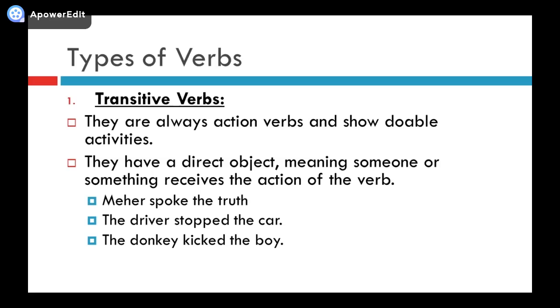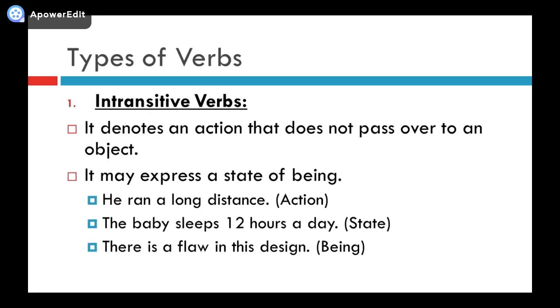The action that the verb is doing is affecting something, or it is being transferred to something. Let us see. Meher spoke the truth. Meher did what? She spoke the truth. So the action of speaking is being transferred to the truth. The driver stopped the car. Stopped what? The car. So the action is being transferred to the car. The donkey kicked the boy. So the kicking action is being transferred to the boy. Therefore it is a transitive verb.